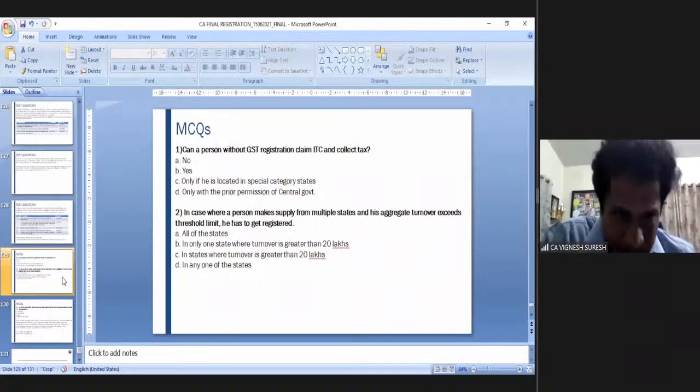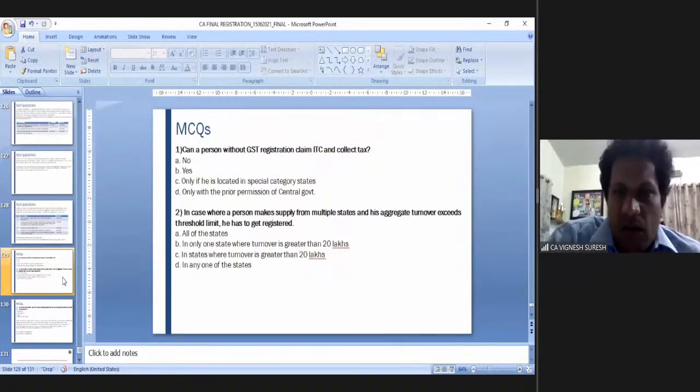Now, let us look at some MCQs. Can a person without GST registration claim ITC and collect the tax? No. Yes, only if he is located in special category states, only with the prior permission of the central government. Please answer one, and then you give the answer so that I know for which question you are giving the answer.